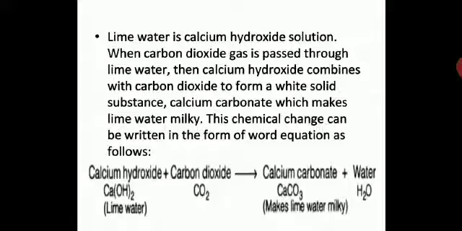The reaction is given below. This chemical change can be written as a word equation: calcium hydroxide plus carbon dioxide gives calcium carbonate plus water. Now you can write it with the help of symbolic equations, using chemical formulae. Ca(OH)2, that is lime water, a calcium hydroxide, plus CO2 gives calcium carbonate, that is CaCO3, which makes lime water milky, and water is given out. This reaction we have already done, and here they have discussed it as a short answer with the help of the equation. Isn't it?